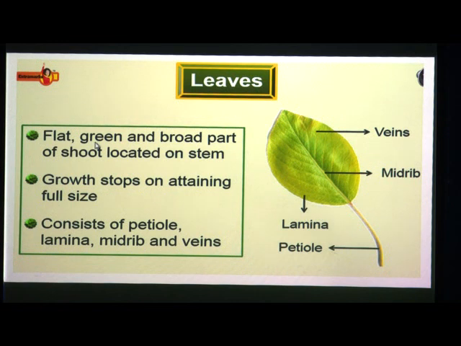A leaf is the flat, green and broad part of a shoot located on the stem. Growth stops on attaining full size. As the leaf is grown fully, the growth of the leaf stops. It consists of petiole, lamina, midrib and veins. As we have just seen, these are the parts of a leaf.